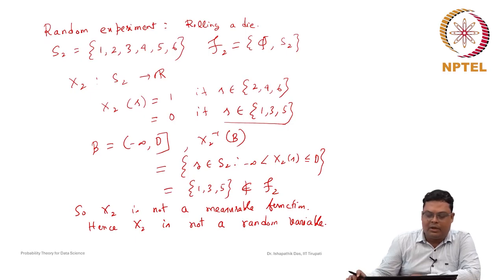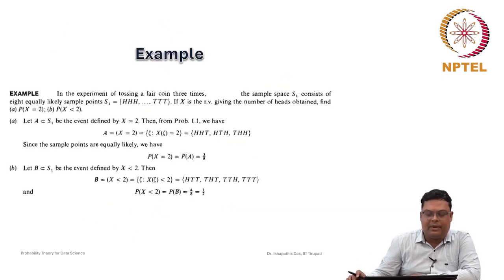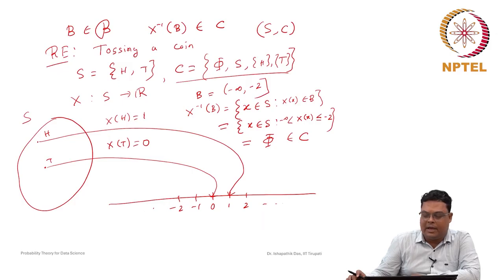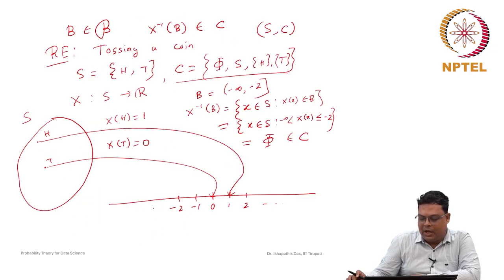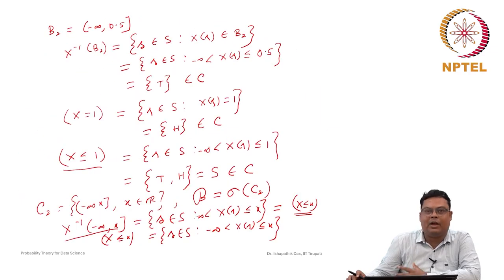I hope you have now understood the concept of a random variable: it has to be a measurable function from the sample space S to R with the Borel sigma field, so that it has to be Borel measurable. We say Borel measurable because we are considering R and the Borel sigma field, and this measurable function is with respect to the Borel sigma field.